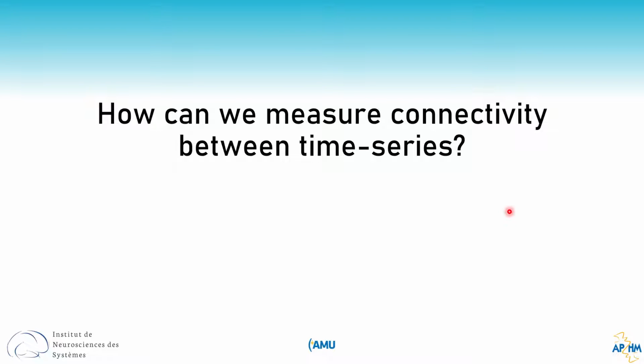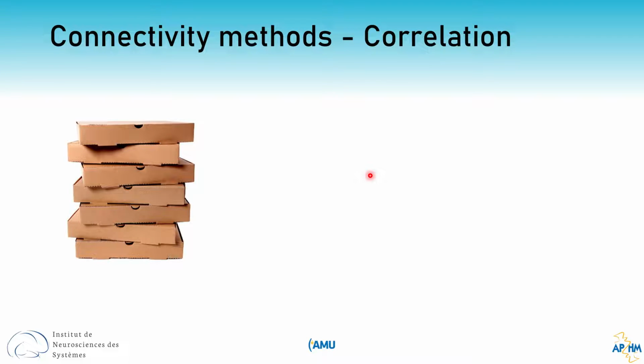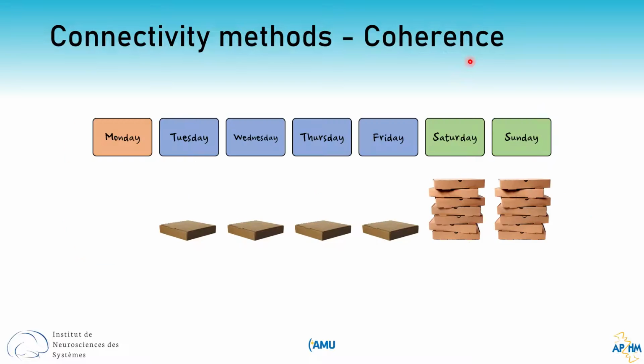So how can we measure connectivity between time series? There is an immense number of methods to analyze the connectivity of time series, each one based on a specific feature of the signal and with a different result. For example, we might be interested in the connectivity between the number of pizzas ordered and the profits of the pizza shop. These signals are correlated, they covary, as if people order more pizzas, the company will earn more money in the same way. So we can measure this connectivity using the correlation metric.